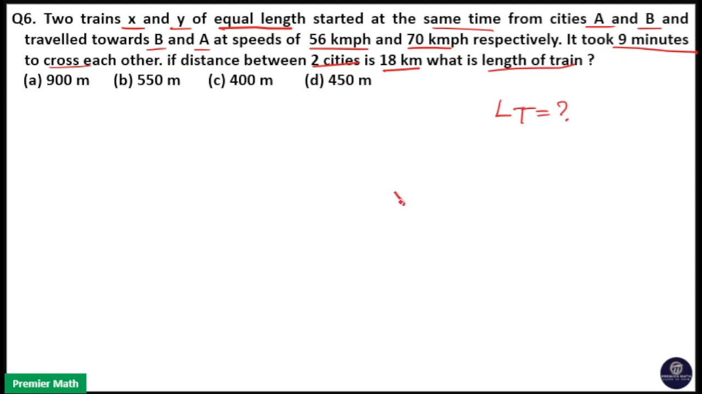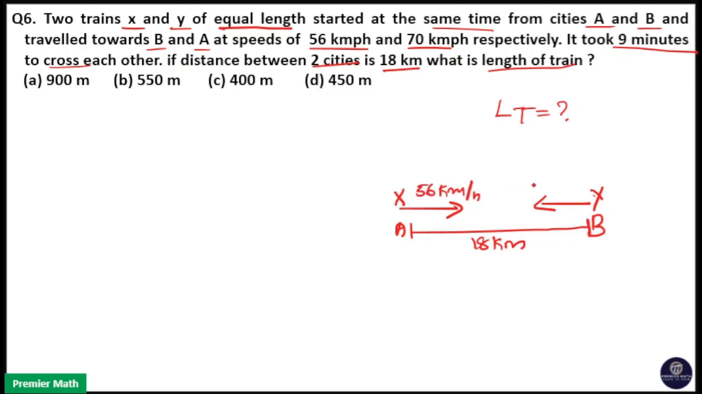Here, train X starts from city A to city B and train Y starts from city B to city A. Distance between city A and city B is equal to 18 km, speed of train X is 56 km per hour and speed of train Y is equal to 70 km per hour. And both the trains meet at a point in 9 minutes. So we need to find out the length of the train. Here both the trains have equal length.